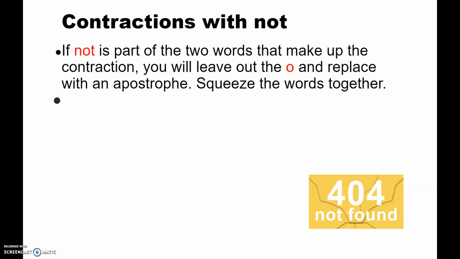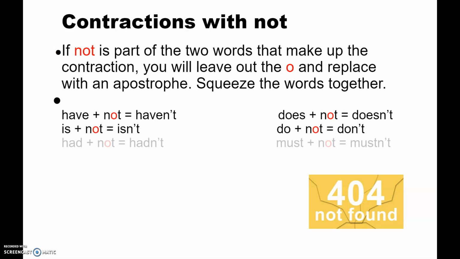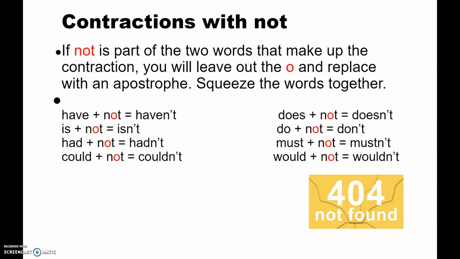Not. If not is part of the two words that make up the contraction, you'll leave out the O and replace it with an apostrophe. So here you see the apostrophe doesn't go between the two words, it goes above where the O would be. Haven't, isn't, hadn't, couldn't, doesn't, don't, mustn't, wouldn't, shouldn't.